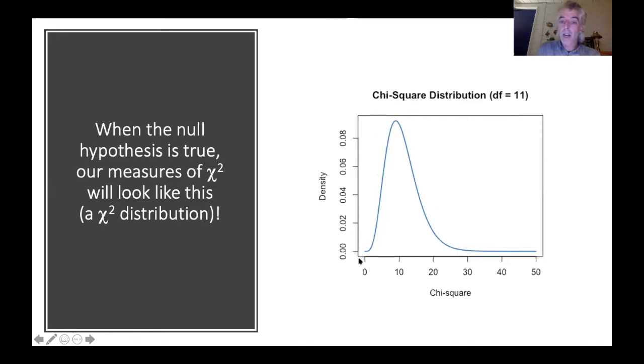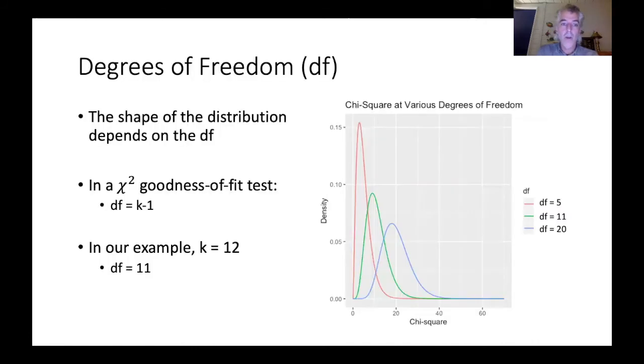And this comes from the smart statisticians who have figured out the theory. Now, in this case, you might have noticed that I've got in the title here that the degrees of freedom in this distribution are equal to 11. And that's really important because chi-squared distributions depend on their degrees of freedom. Well, what do I mean by the degrees of freedom? Well, the degrees of freedom are part of what shapes this distribution.